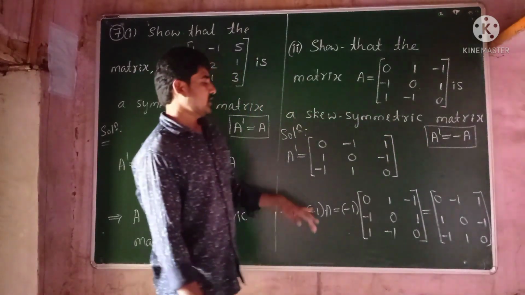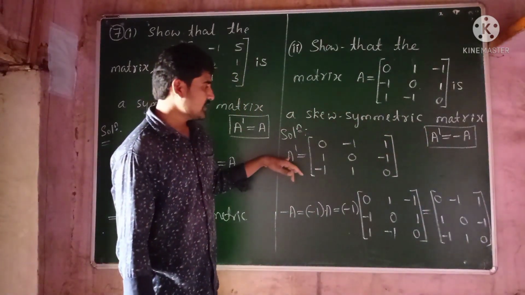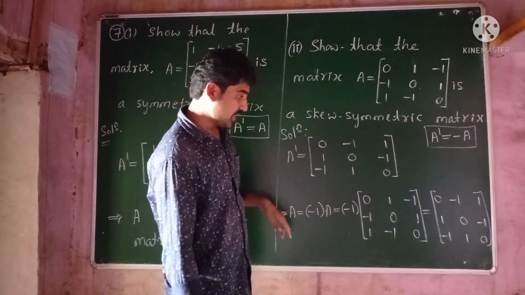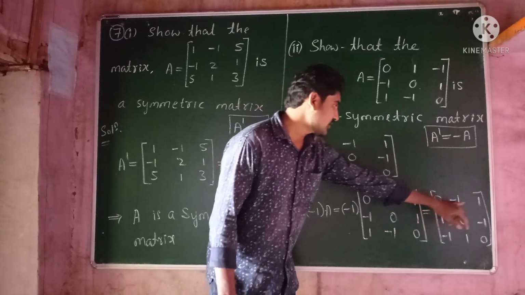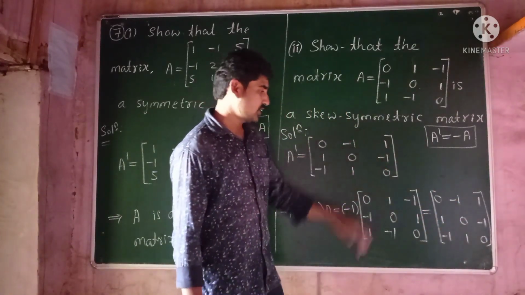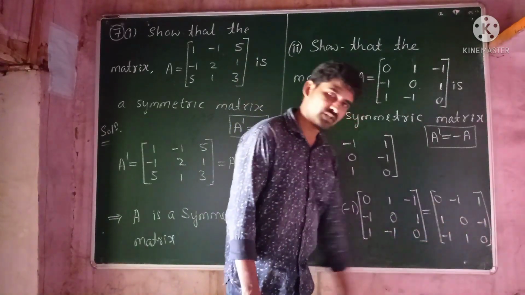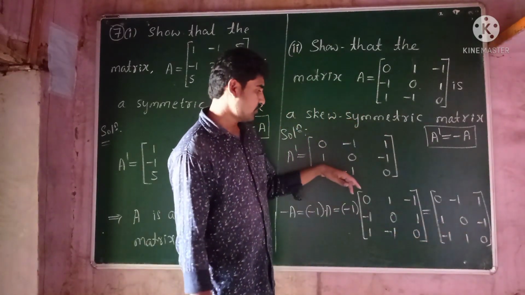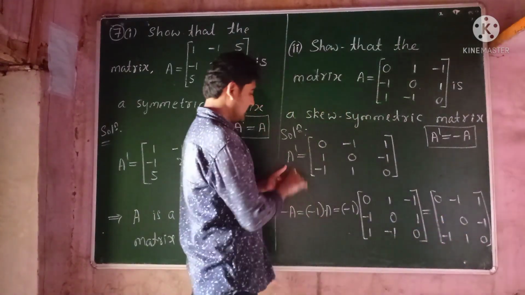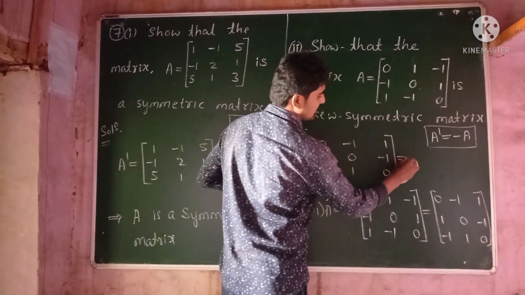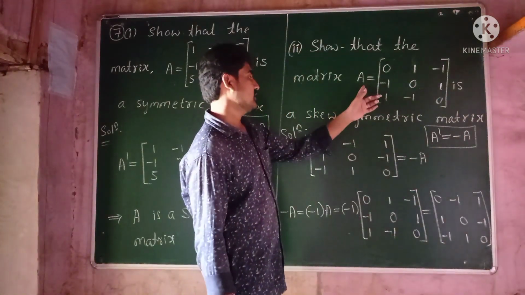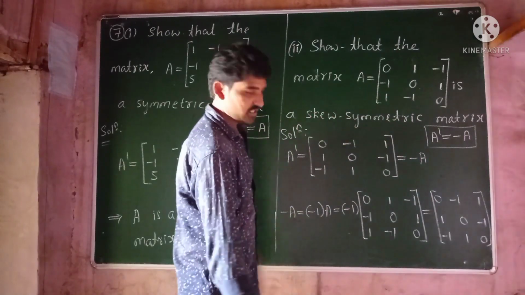So you may observe here, the first row of the matrix A dash is 0, minus 1, 1, and the first row of the matrix minus A is 0, minus 1, 1. Both are same. And the second row is 1, 0, minus 1, here also 1, 0, minus 1. The third row is minus 1, 1, 0, here also minus 1, 1, 0. Therefore, this matrix A dash is equal to minus A matrix. Hence, this given matrix A is a skew symmetric matrix.